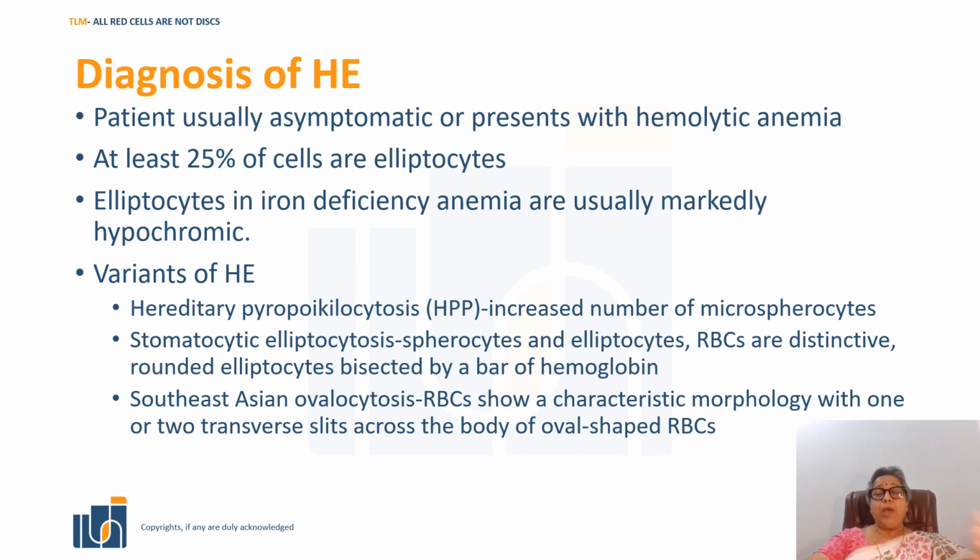Now, HE can also have variants. Important among them are hereditary pyropoikilocytosis, which has an increased number of microspherocytes; stomatocytic elliptocytosis, which has spherocytes and elliptocytes, and also distinct RBCs, which are rounded elliptocytes bisected by a bar of hemoglobin; then Southeast Asian ovalocytosis, where you have characteristic morphology with one or two transverse slits across the body of an oval-shaped RBC.